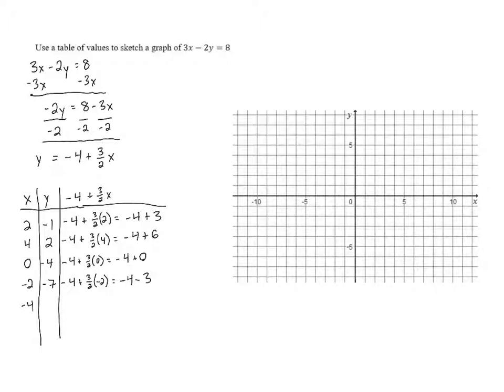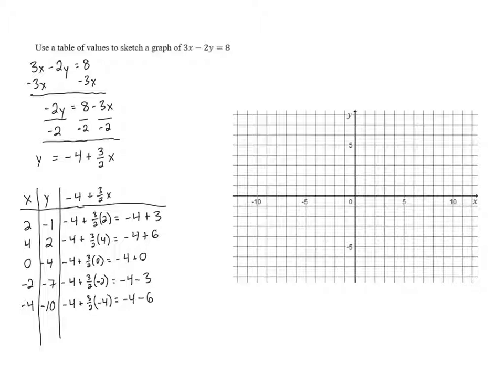And then lastly, we have negative 4. So negative 4 plus 3 halves times negative 4. Let's see. Again, a positive times a negative is a negative, so it's going to be minus. And 3 halves times 4 is 6. So this is going to be negative 4 minus 6, which is negative 10.